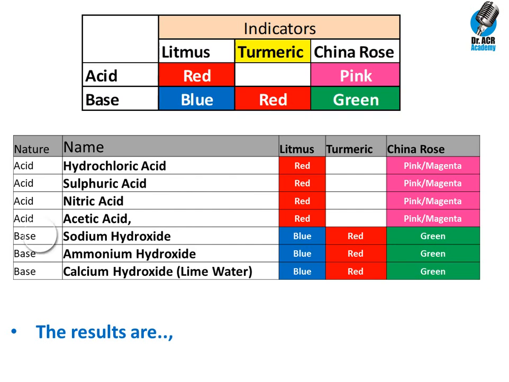Next, acetic acid turns litmus red and no change of color in turmeric, and turns magenta in China rose indicator. Next, sodium hydroxide changes its color to blue in litmus, red in turmeric, and green in China rose indicator. Next, ammonium hydroxide changes its color to blue in litmus, red in turmeric, and green in China rose indicator. And next, calcium hydroxide turns blue in litmus, red in turmeric, and green in China rose indicator.